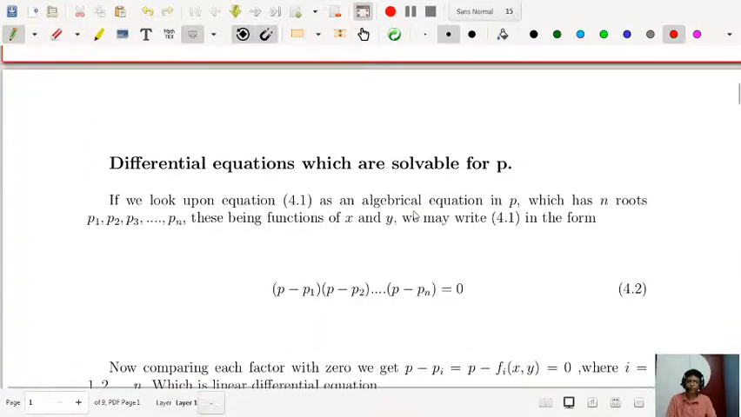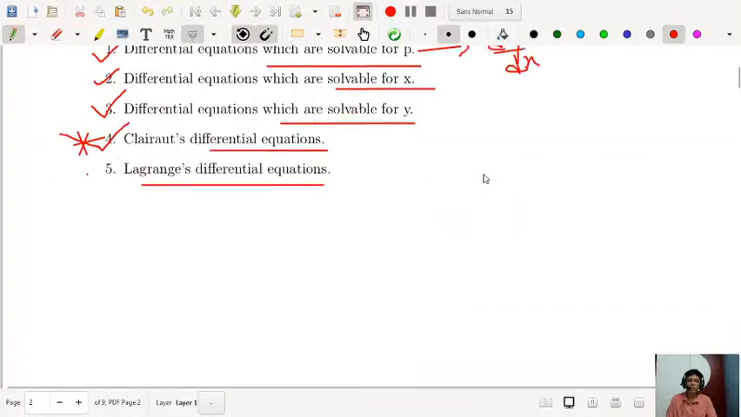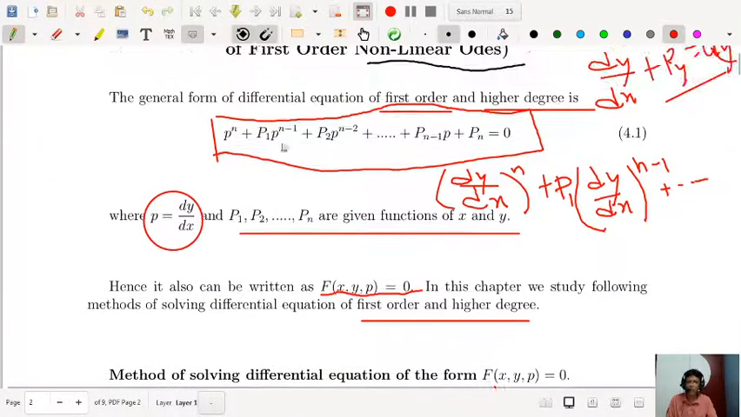So okay, this is the first method, number 1: differential equations which are solvable for p. Here p, small p, is dy/dx. You look upon equation 4.1 as an algebraic equation in p, because you can consider it as a polynomial in p, right?